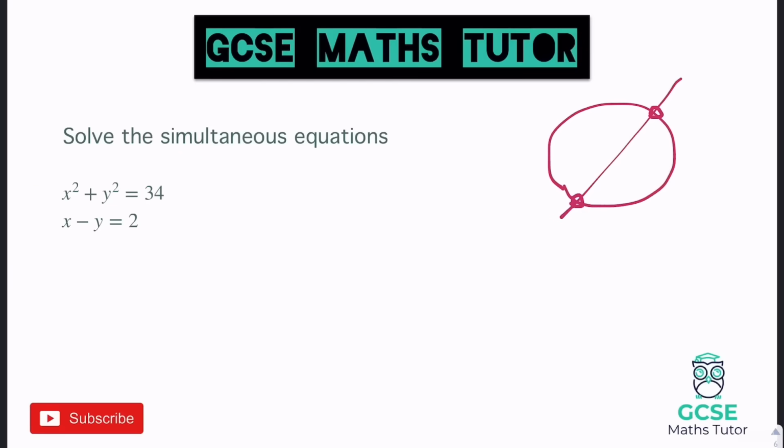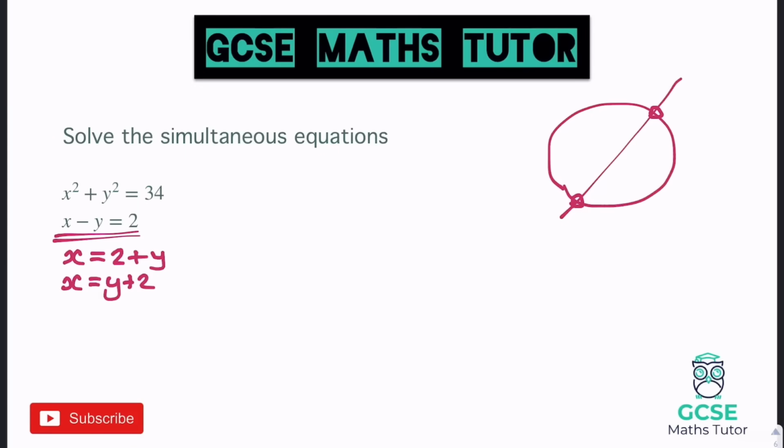So if we have a look at this, we've just got to basically sub one into the other, and we can sub this x minus y equals 2 into the equation above. So first of all, we've got to rearrange it. Now there's two ways. I could make y the subject or x the subject. So I'm going to add y to both sides, which would straight away make x the subject. So x equals 2 plus y. You could even write that as y plus 2 if you prefer, and I'm actually going to do that: x equals y plus 2.